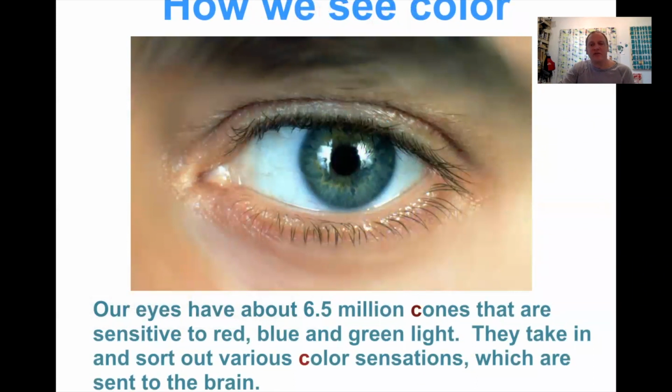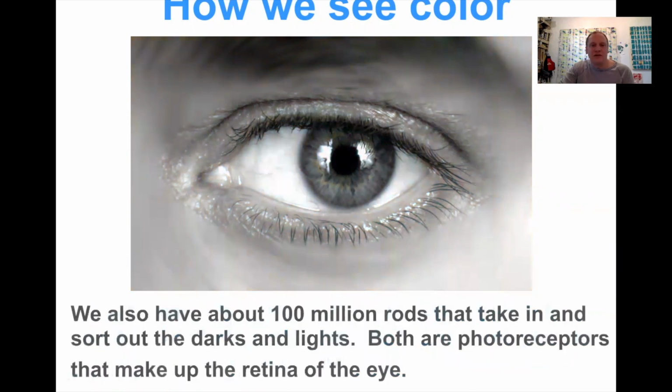We've got 6.5 million cones in our eyes, and you can remember cones are associated with color because they're a C. So they take in and sort out various stimuli of color, and those are then sent to the brain. But not only do we have color sensitivity, we've got darkness and brightness sensitivity, and that's done by the rods, and there are 100 million rods in the eye. So we've got more variance in brightness affecting color than just hue itself affecting the color perception.